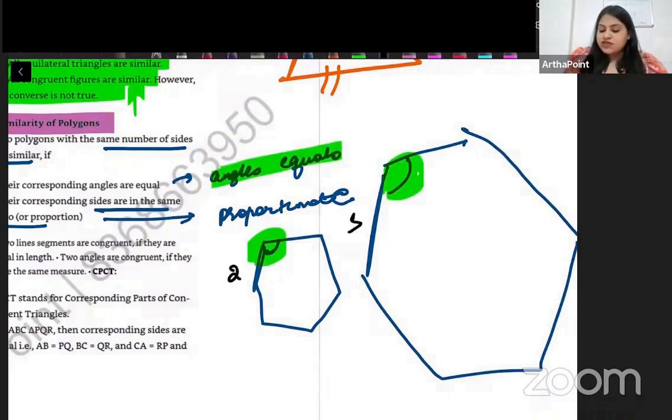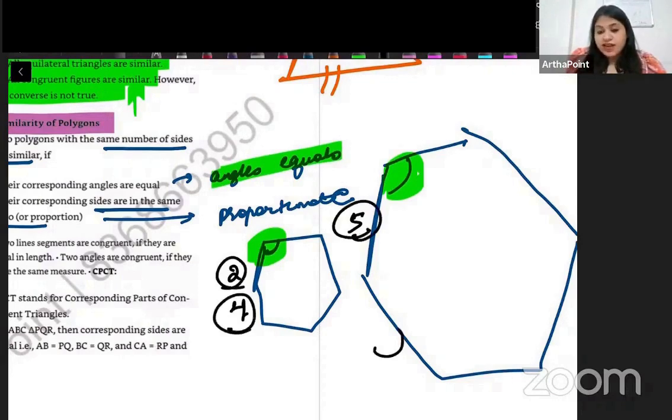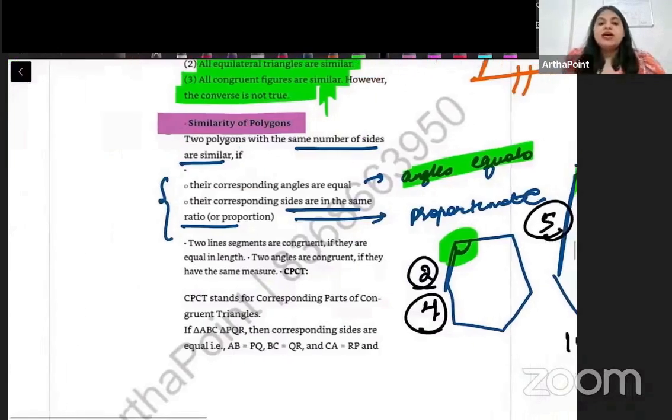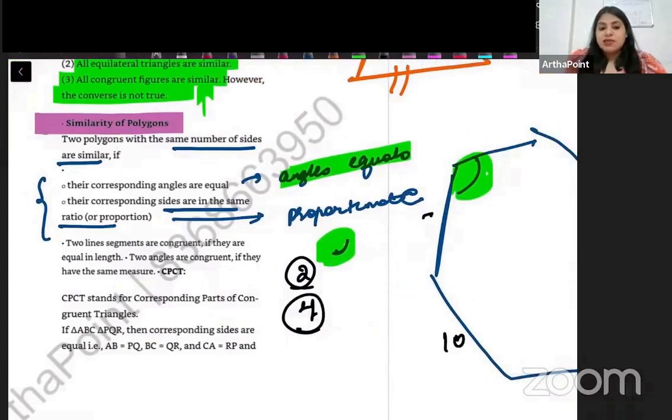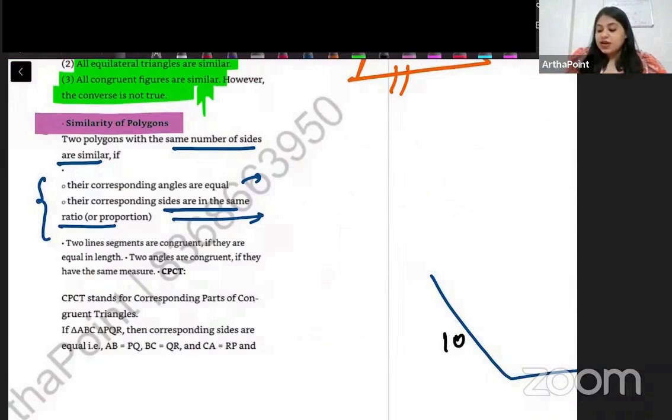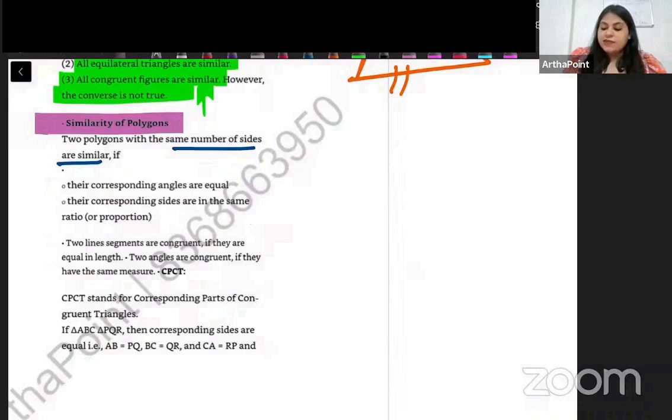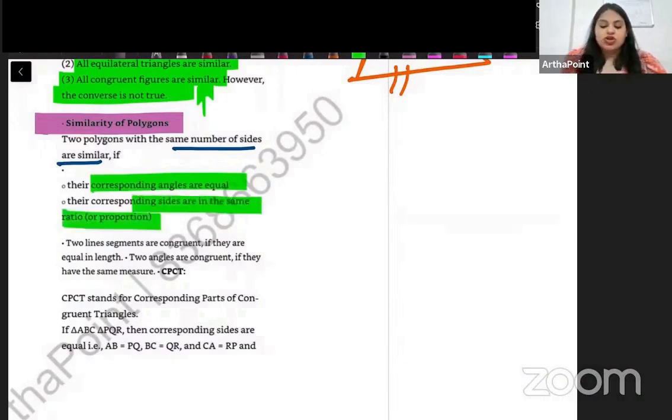If this is 2 and this is 5, and if this is 4, then the ratio has to be the same. If this is 2:5, then here also 2:5 has to be maintained. So this should be 10. This length should be 10. Are you getting it? So we are saying that two polygons with the same number of sides are similar if two things are satisfied. Beta, first, the corresponding angles are equal and the sides are in the same ratio. Only then we will say that they are similar.